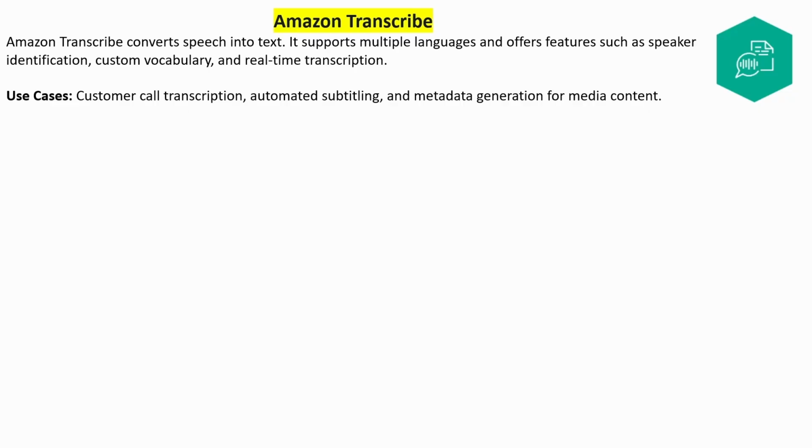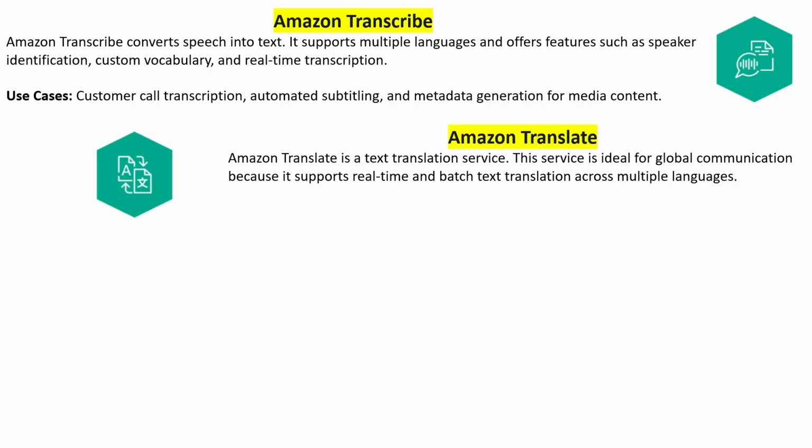Next one is Translate. Translate does exactly what it says on the tin, in real time. Amazon Translate is a text translation service. This service is ideal for global communication because it supports real-time batch text translation across multiple languages. Use cases include document translation and multi-language application integrations.